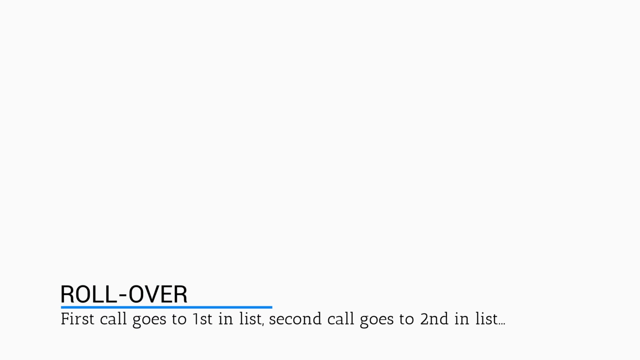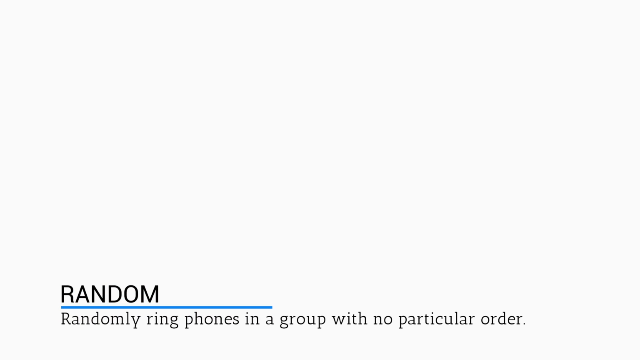Rollover, where the first incoming call is delivered to extension 1, the next call goes to extension 2, and so on. The succession throughout each of the extensions continues even if one of the previous extensions becomes free. When the end of the ring group is reached, the sequence starts over. And random, where calls are delivered to a group of extensions randomly.